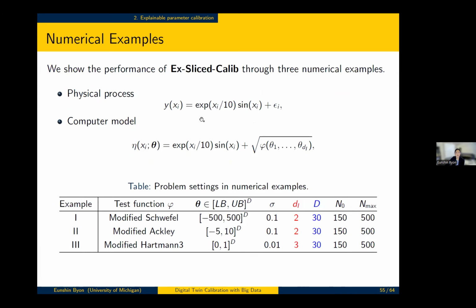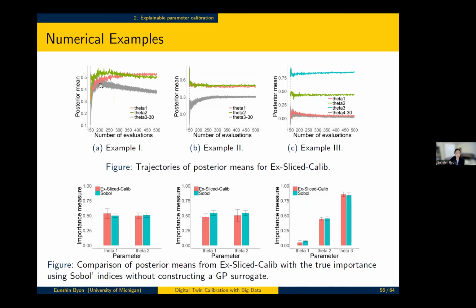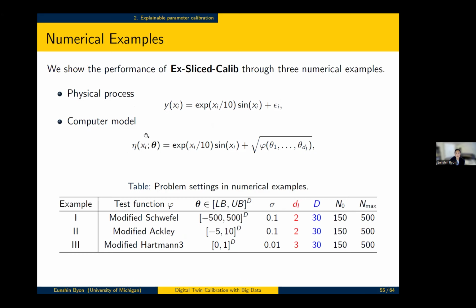We apply this approach using numerical examples. We consider 3 examples. All examples have a very complicated problem structure. The original parameter has 30 dimensions, but only 2 or 3 important parameters. So the true important parameters are either 2 or 3 in these examples. And here is the parameter importance trajectory. In example 1, it turns out that theta 1 and theta 2 are more important than other parameters, and it aligns with the true important parameter dimensions.